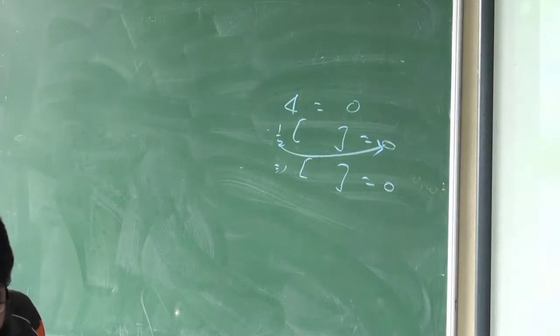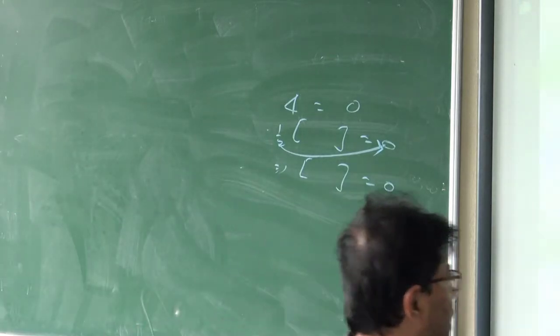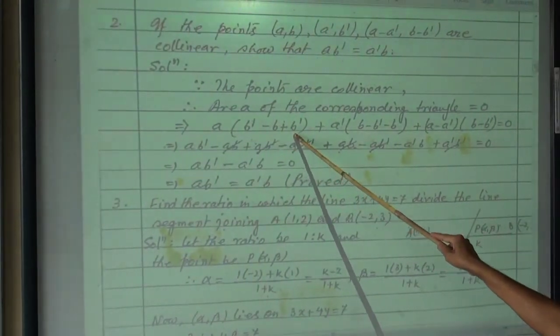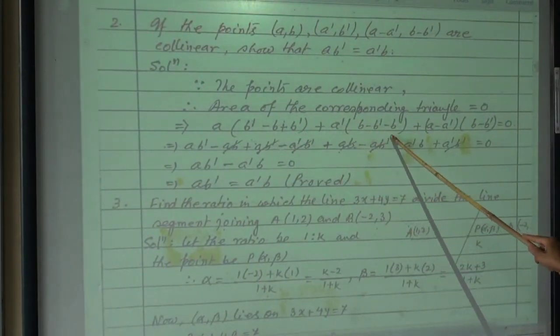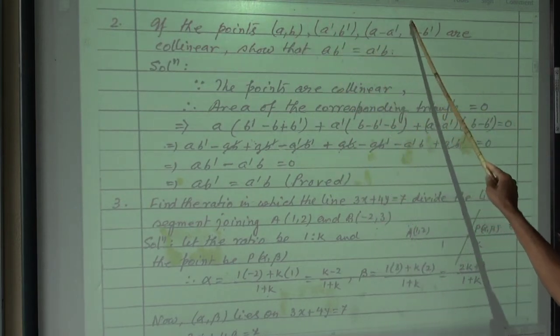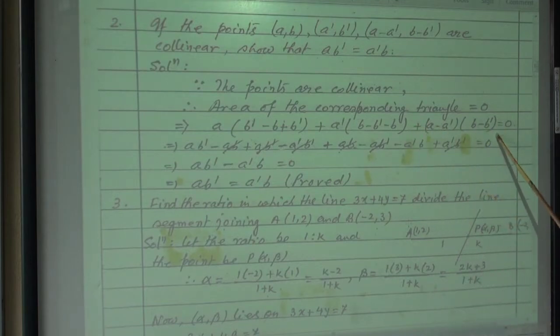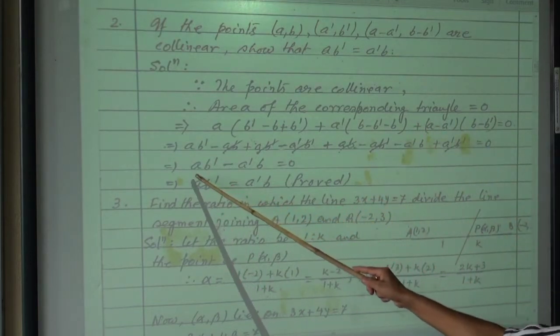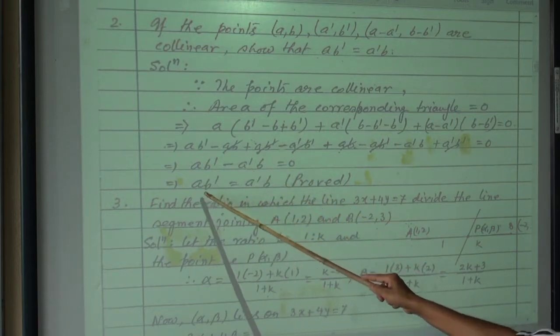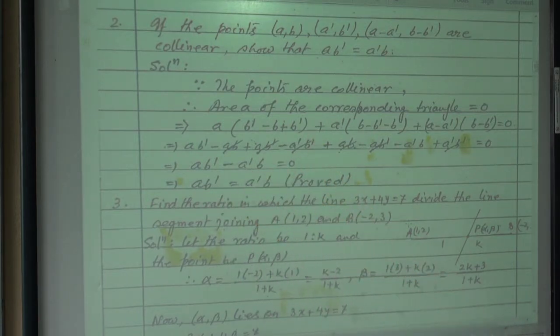So no need to write that half, only the expression. That's what I have written here. x1 into y2 minus y3 plus x2 into y3 minus y1 plus x3 into y1 minus y2 equal to 0, with points x1 y1, x2 y2, x3 y3. Just substitute the values and simplify. You will get a b dash minus a dash b equal to 0. Take this one to the right side. A b dash equal to a dash b. That's what we have to prove.